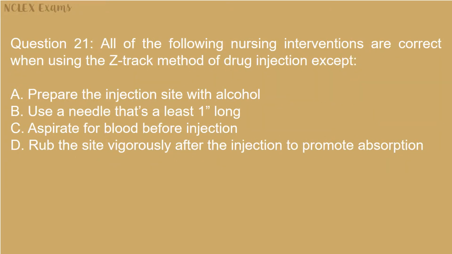Question 21. All of the following nursing interventions are correct when using the Z-track method of drug injection except A. Prepare the injection site with alcohol. B. Use a needle that's at least 1 inch long. C. Aspirate for blood before injection. D. Rub the site vigorously after the injection to promote absorption.